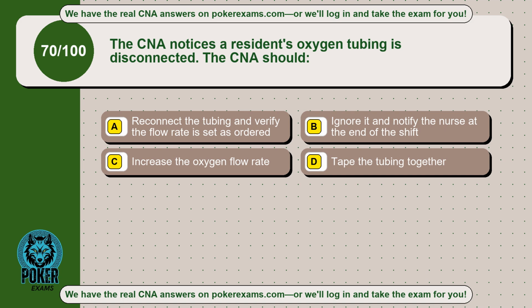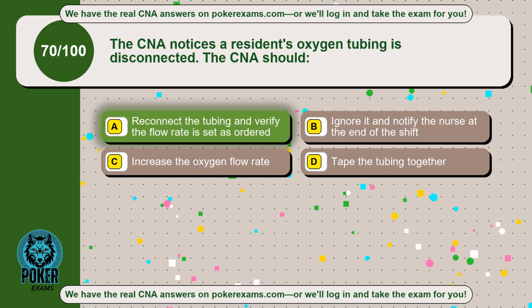Question 70. The CNA notices a resident's oxygen tubing is disconnected. The CNA should: Option A, reconnect the tubing and verify the flow rate is set as ordered. Option B, ignore it and notify the nurse at the end of the shift. Option C, increase the oxygen flow rate. Option D, tape the tubing together.